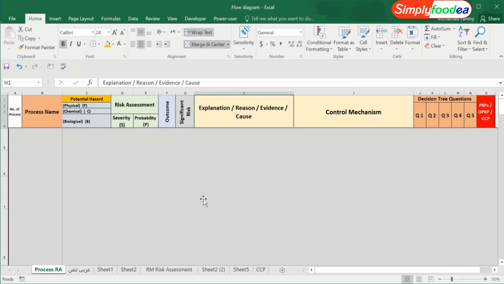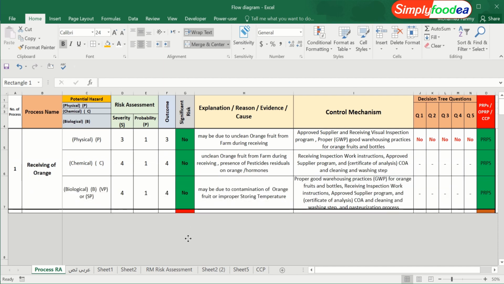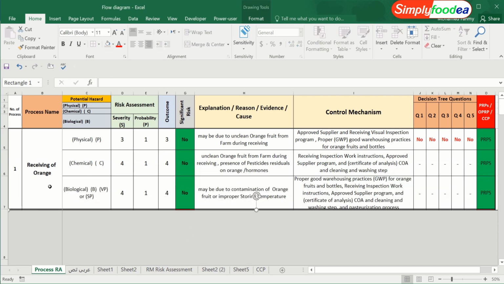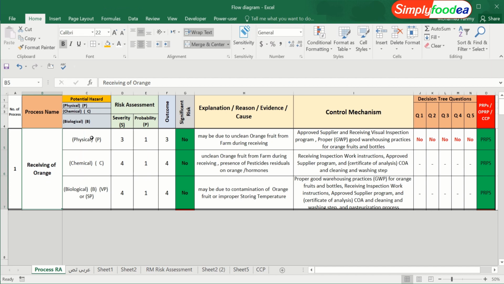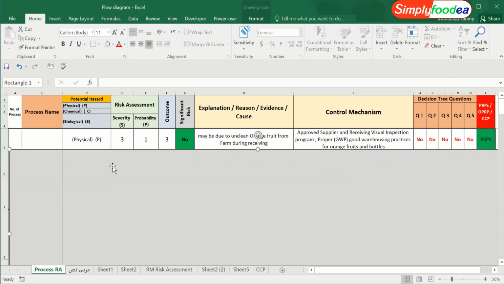Okay, so let's start with the first process, which is receiving of orange. We'll make for the process the 3 risks: physical, chemical, and biological. Let's start this way. The severity is 3, the probability is 1. Who decides these numbers? The HACCP team, which defines by meetings what the severity and the probability are, and the outcome is the multiplication of the severity by the probability, which is 3. The significant risk: not a risk.